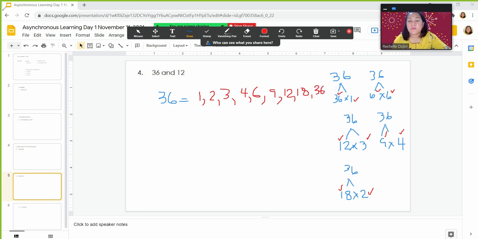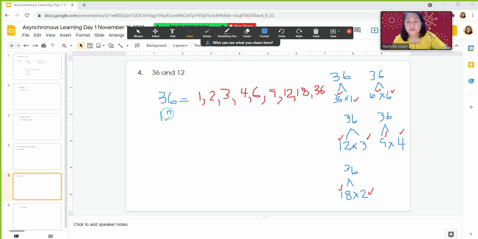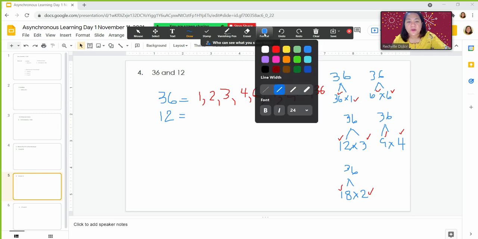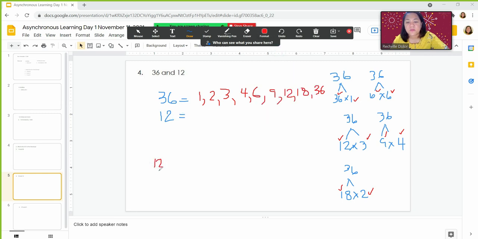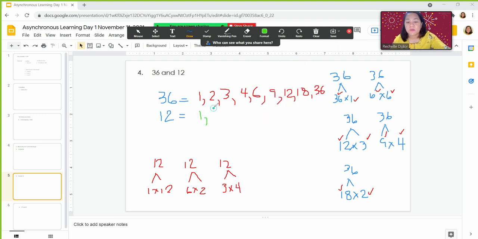Now we need to do 12. So what are the factors of 12? 1 times 12, 6 times 2, and 3 times 4. So those are the factors. I need to arrange them again from least to greatest: 1, 2, 3, 4, 6, and 12.